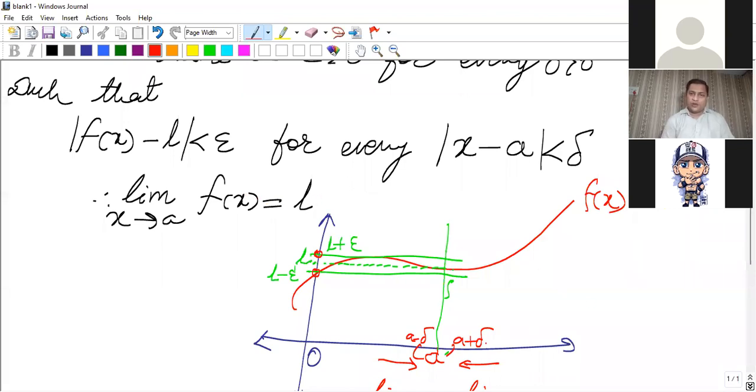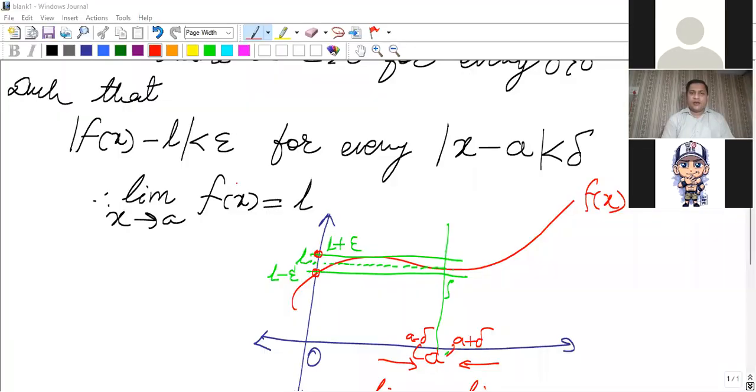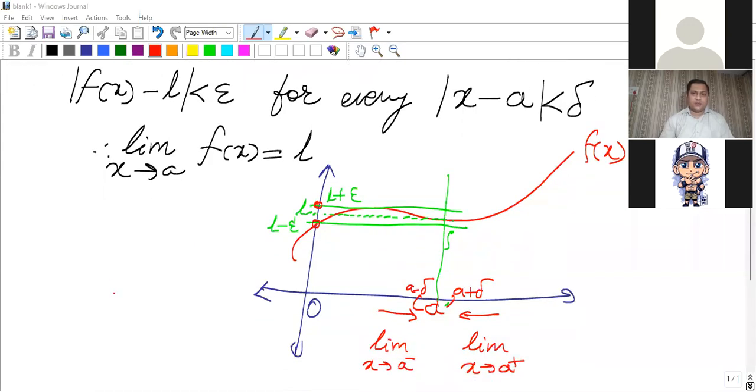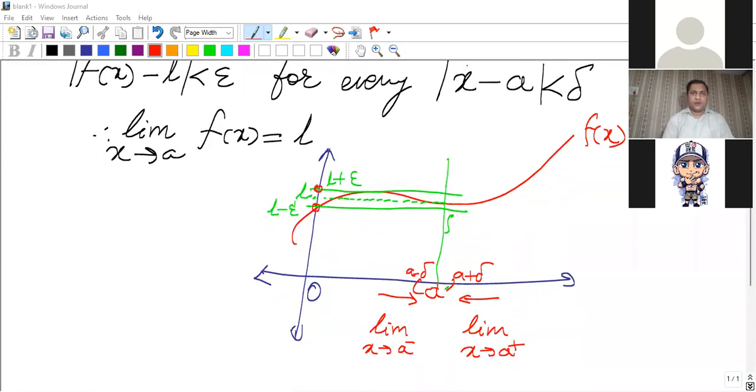So is there any doubt in this definition? Sir, can you explain the graph again? You want me to explain the graph again? Okay, no problem. See, here we are having a function, f of x. Now I am considering a point A, and we want to see whether the limit at A exists or not. So this is the point A.